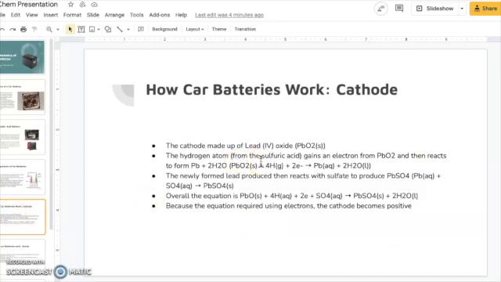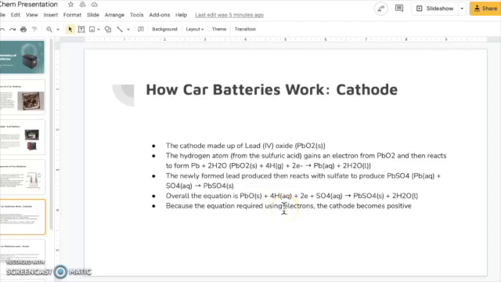The cathode, made up of lead 4 oxide, and there's the formula again. The hydrogen atom from the sulfuric acid gains an electron from PbO2 and then reacts to form lead plus 2H2O, which is water. As you can see to the right of that, lead oxide is added to 4 hydrogens and it produces 2 electrons, which results in lead, which becomes an aqueous solution, and 2H2O. This newly formed lead obviously produces and reacts with sulfate to produce lead SO4, which is sulfate. And the formula, as you can see here, is Pb plus SO4, and it becomes lead sulfate.